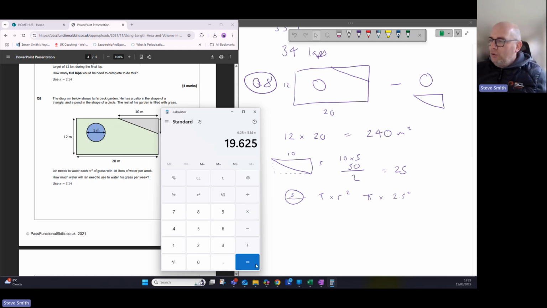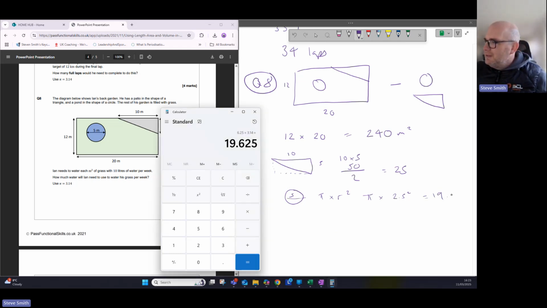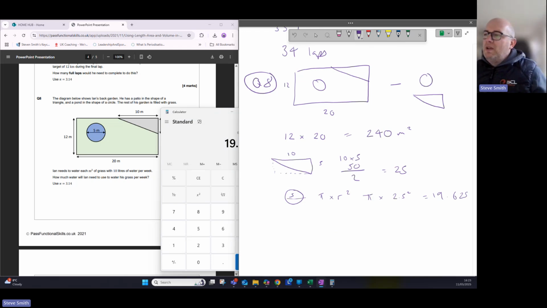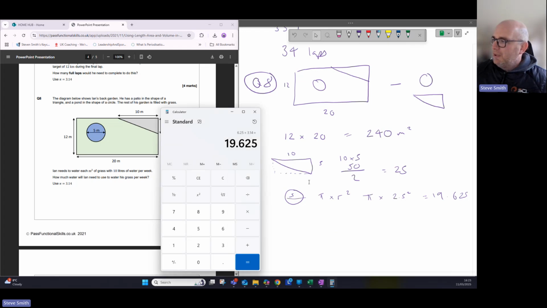And then I times it by my pi, 3.14. So I've got my pond as an area. That's a big pond, isn't it? Of 19. Oh no, it's gone. 19.625. And we'll keep it as full numbers for now. We don't put rounding them up or rounding them down, because we've got a calculator, we can be quite accurate.